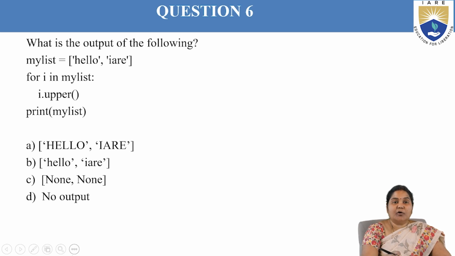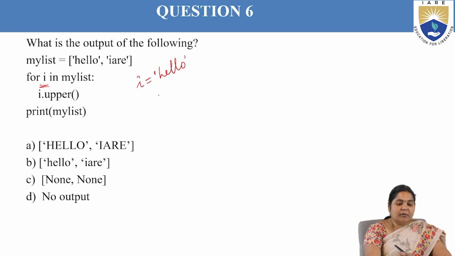Now, what is the output of the following? There is a list which contains 2 strings. One is hello, one is IARE. For i in my list, lists are iterable. So the first time i will be containing hello, the first element in the list. Then i dot upper you are doing.